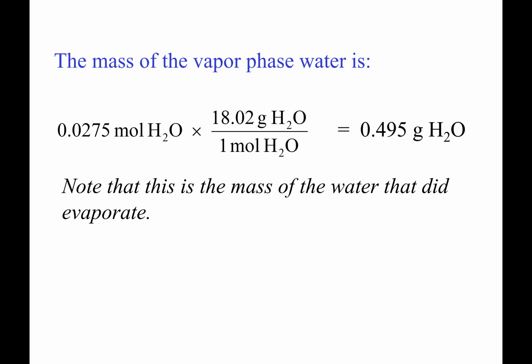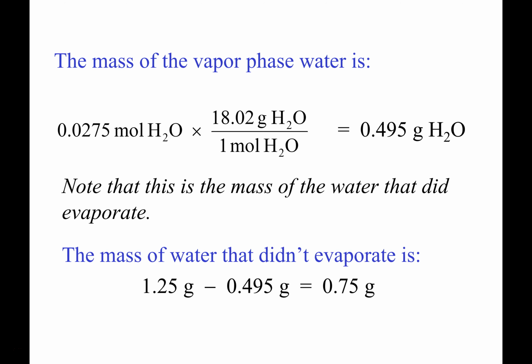Like I said, a follow-up question might be the one you see at the bottom: what will be the mass of the liquid at the bottom? Well, we started with 1.25 grams. From that we subtract 0.495 grams, which is the water in its vapor phase. Since we're subtracting, we can only go with decimals here, so we round to 2 decimals instead of 3, and you're looking at 0.75 grams.